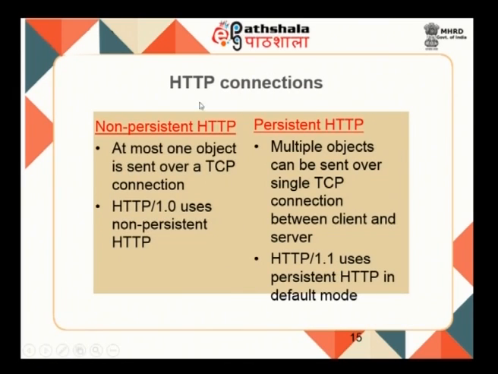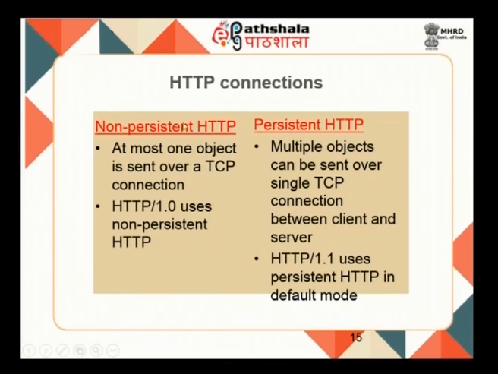Now, when we talk of HTTP connections, we said that a connection will be established and then an object will be requested. We also said that a single page could contain references to multiple objects. So, in that case, how exactly do we get all these objects which are there in a single page? If you look at that, there are two options that we have in HTTP, one called non-persistent connection and the other called persistent connection.